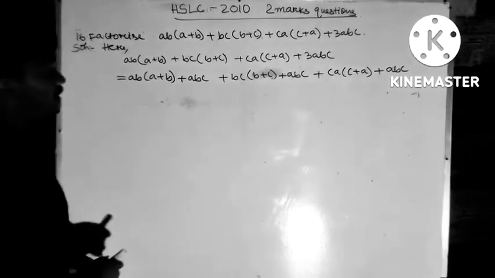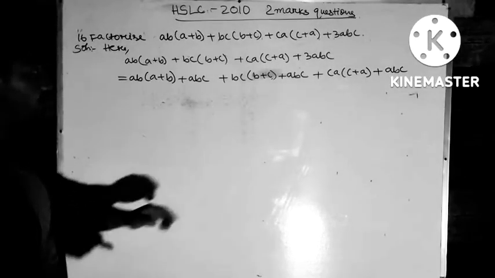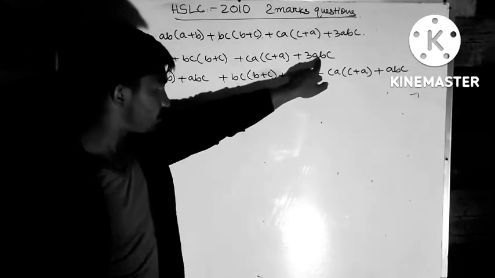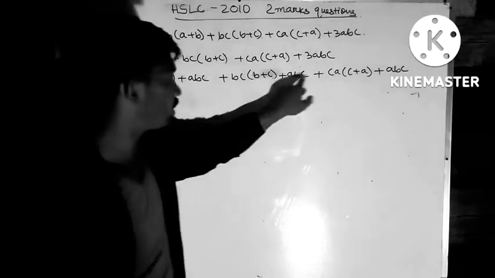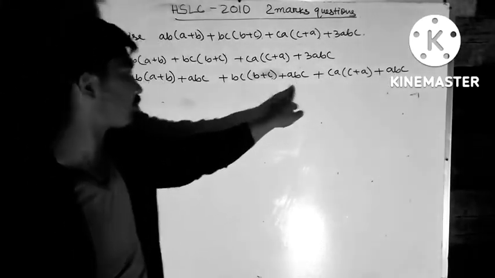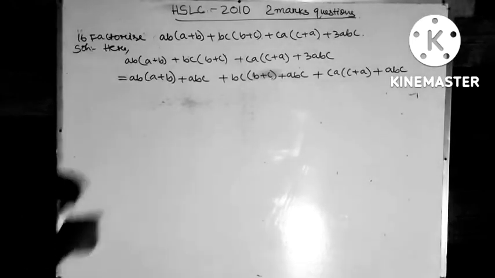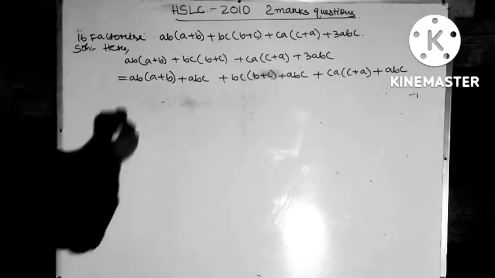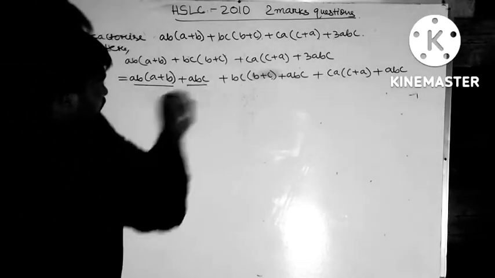Now I think you are having a doubt. Where has this 3ABC gone? 3ABC means 1 here, 2 here, 3 here. 1 plus 1 plus 1, that means 3. 1 plus 1 is 2, 2 plus 1 is 3. Now this is one term and this is one term.